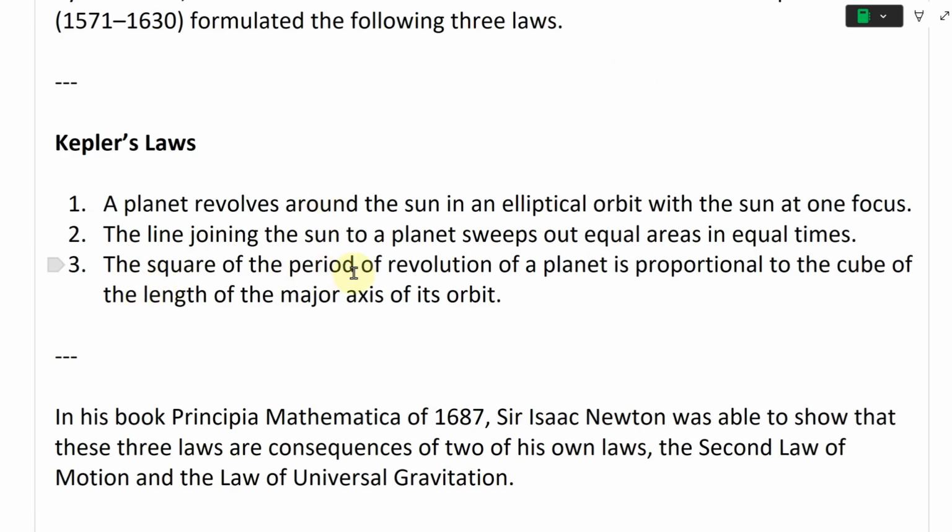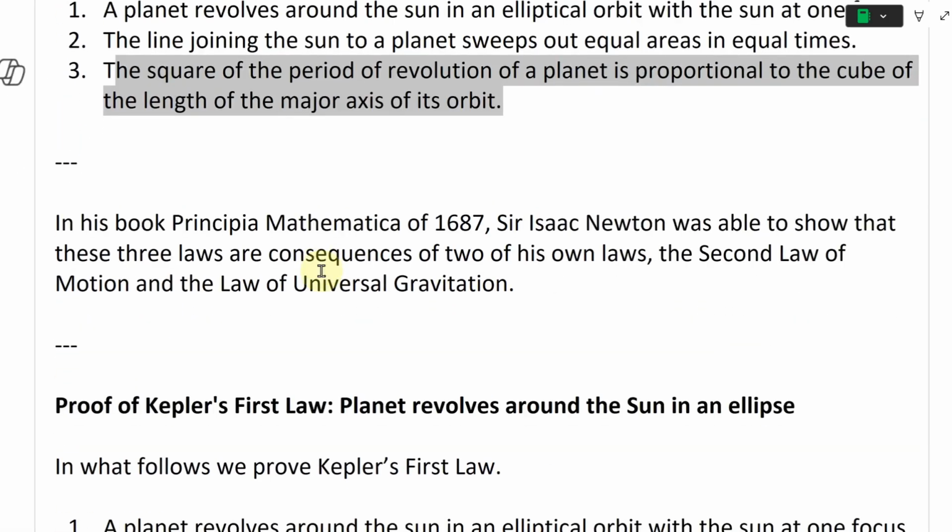Law 3: the square of the period of revolution of a planet is proportional to the cube of the length of the major axis of its orbit. That's quite interesting. We'll get to that in the applied project.